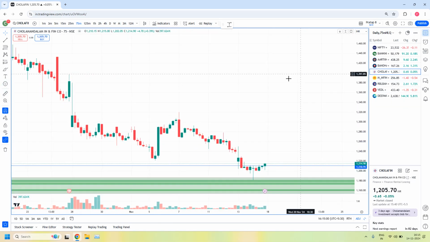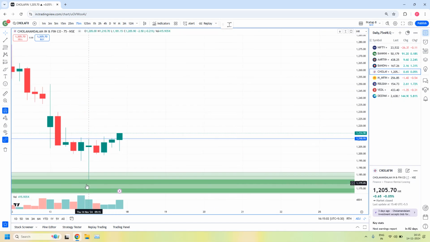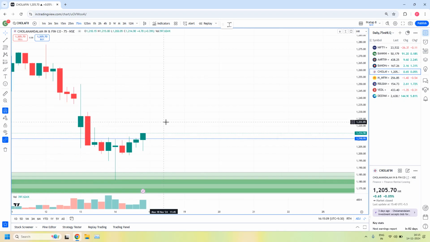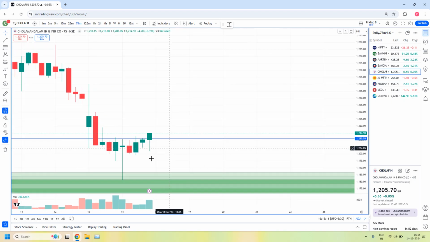Exactly, from this zone it reached, and again a short move, a huge move. Why? What is the reason? It is a tested zone, how it worked. That's why some important observations are required.